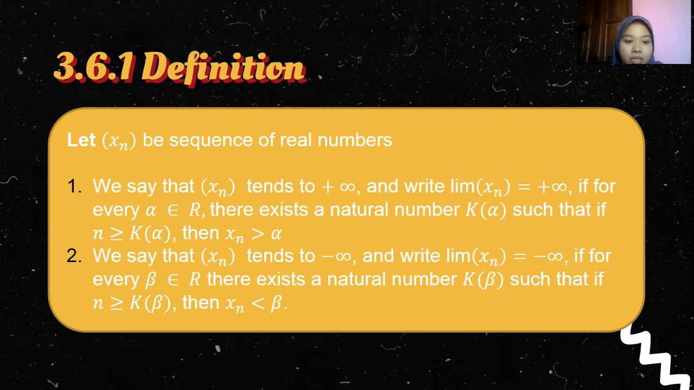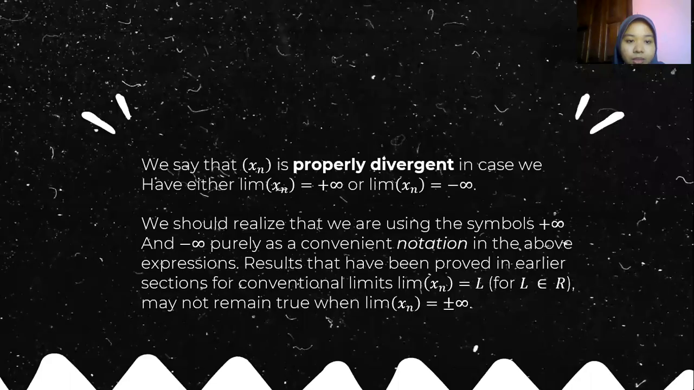And the second is, we say that xn tends to negative infinity, and write the limit of xn equals negative infinity, if for every beta in the real numbers, there exists a natural number K(beta) such that if n is greater than or equal to K(beta), then xn is less than beta. We say that (xn) is properly divergent in case we have either the limit of xn equals positive infinity or the limit of xn equals negative infinity.